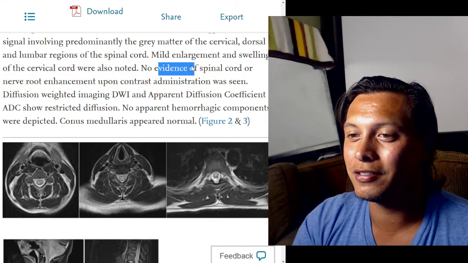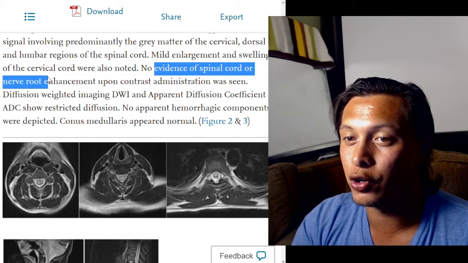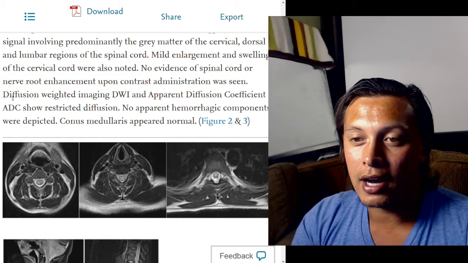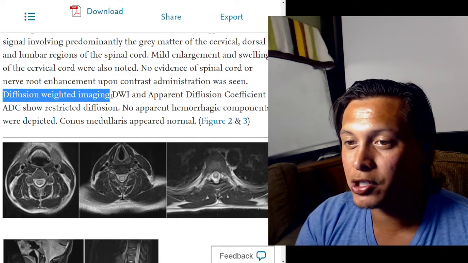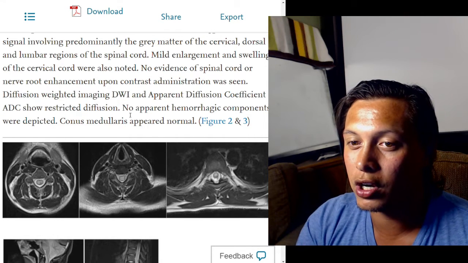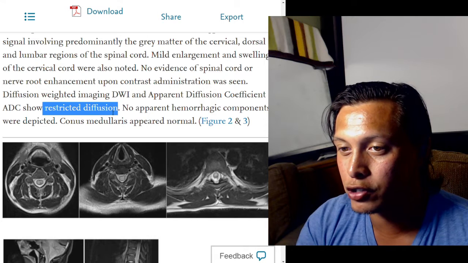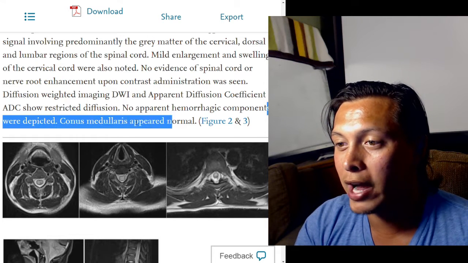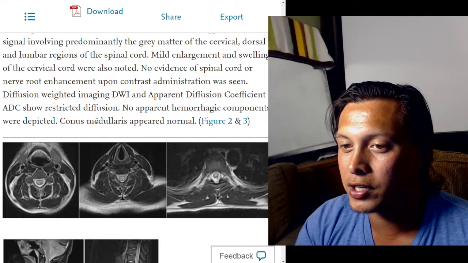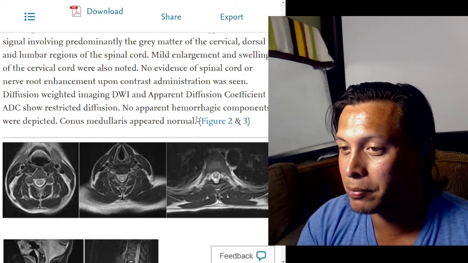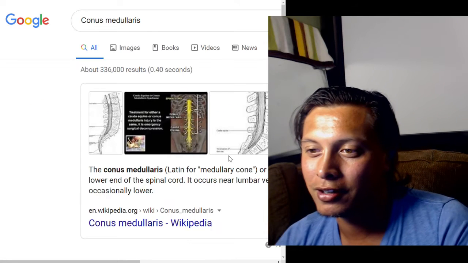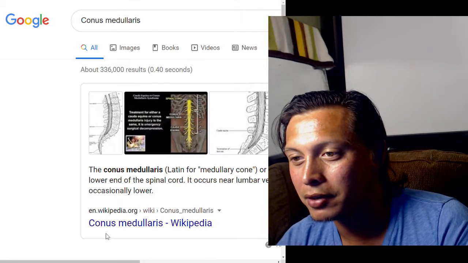So anyways, no evidence of spinal cord or nerve root enhancement upon contrast administration was seen. Diffusion-weighted imaging, DWI, and apparent diffusion coefficients, ADC, show restricted diffusion. So no apparent hemorrhagic components were depicted. So conus medullaris appeared normal. What is a conus medullaris? Okay, it's this part of the spine then.